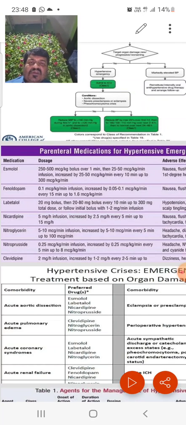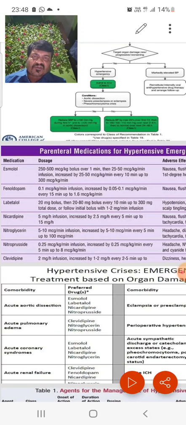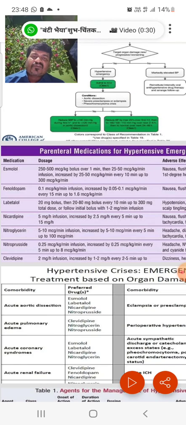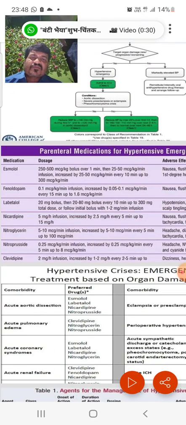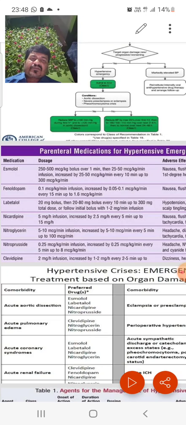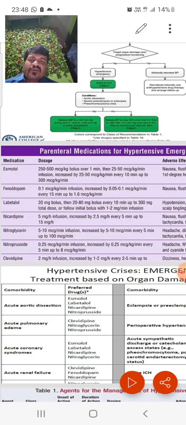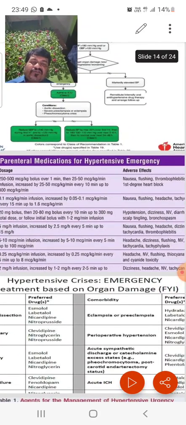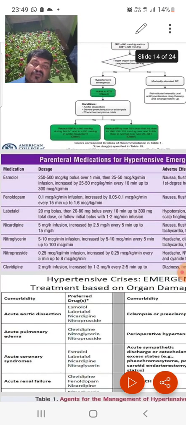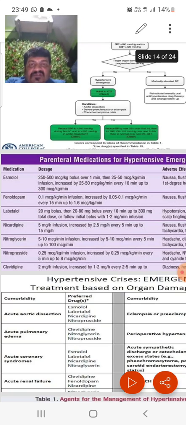So esmolol in the dosage of, आप इसमें आराम से देख सकते हैं. डोसेज आपको थोड़ा सा एक्स्ट्रा अगर आप यूज़ करते हैं रेगुलरली, तो आपको डोसेज अपने आप आराम हो जाएंगे. Otherwise like 250 to 500 mcg per kg bolus in the first minute, and then 25 to 50 mcg per kg per minute infusion, increased by 25 to 50 mcg per kg per minute every 10 minutes up to 300 mcg per kg per minute. एडवर्स इफेक्ट क्या हो सकते हैं इसके? यही कि nausea, flushing, thrombophlebitis and first degree heart block. You will also find the first degree heart block in such cases.